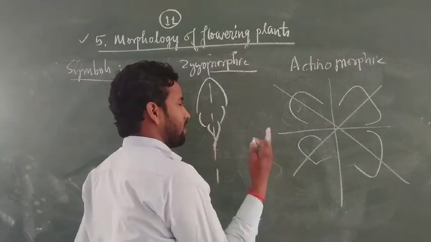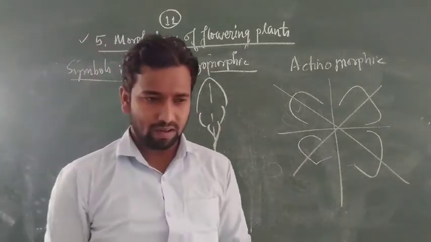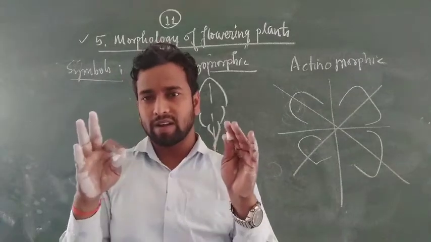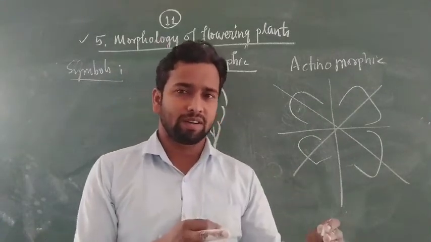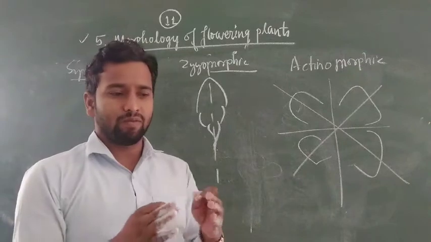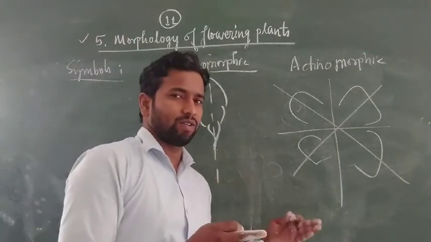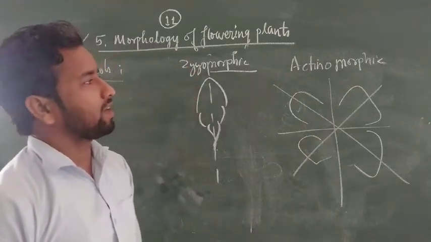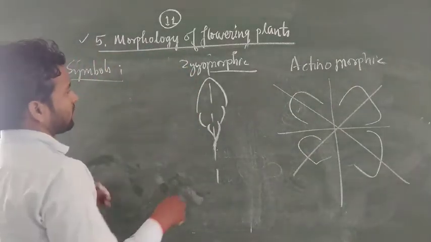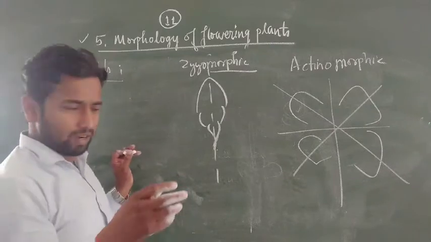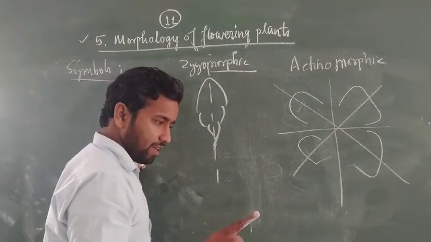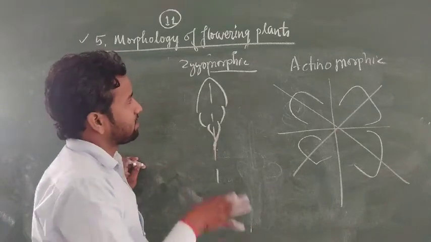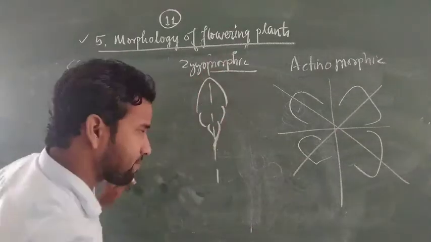Actinomorphic means if a flower is cut at any plane, all parts are identical to the other part. One half is identical to the other half. This type of flower is called actinomorphic. And if a flower can be cut at only one plane, with one part identical to the other part, and no other plane shows symmetry, this type of flower is called zygomorphic.